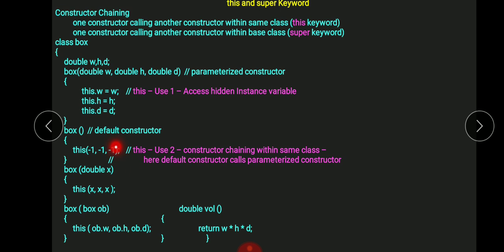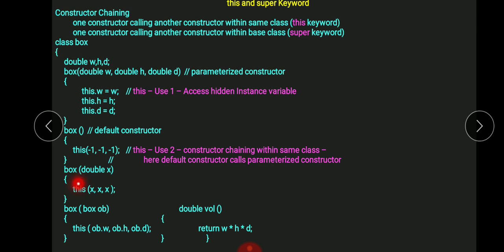Now when we look at this default constructor, we have written a call like this. Within brackets we have mentioned three values. This clearly says it is going to call a constructor which has three parameters, and it is going to pass these values. So here the default constructor calls the parameterized constructor. This line invokes the parameterized constructor and passes the values -1, -1, -1 as the parameters.